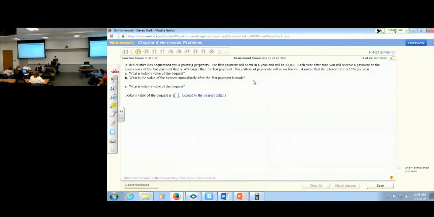So the setup for number 11 says a rich relative has bequeathed you a growing perpetuity. The first payment will occur in a year and will be $4,000. Each year after that, you will receive a payment on the anniversary of the last payment that is 4% larger than the last payment. This pattern of payments will go on forever. Assume the interest rate is 16% per year. What is the value of today's bequest? What is the value of the bequest immediately after the first payment is made? Okay.